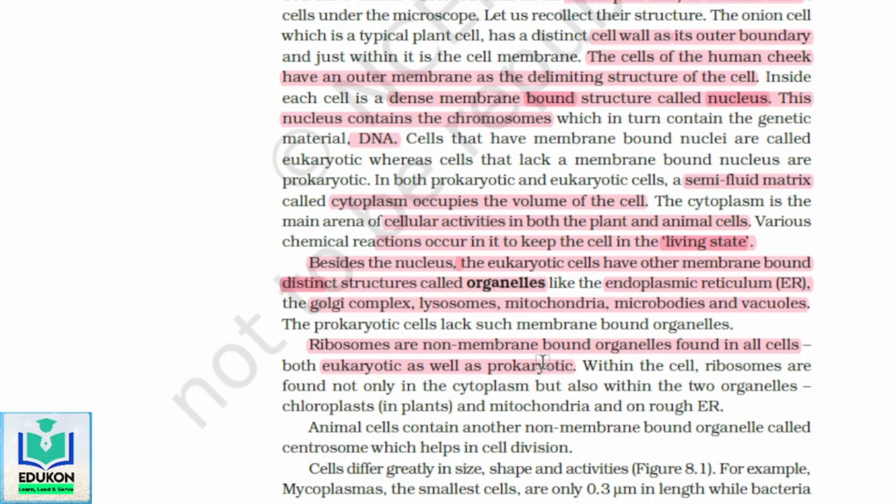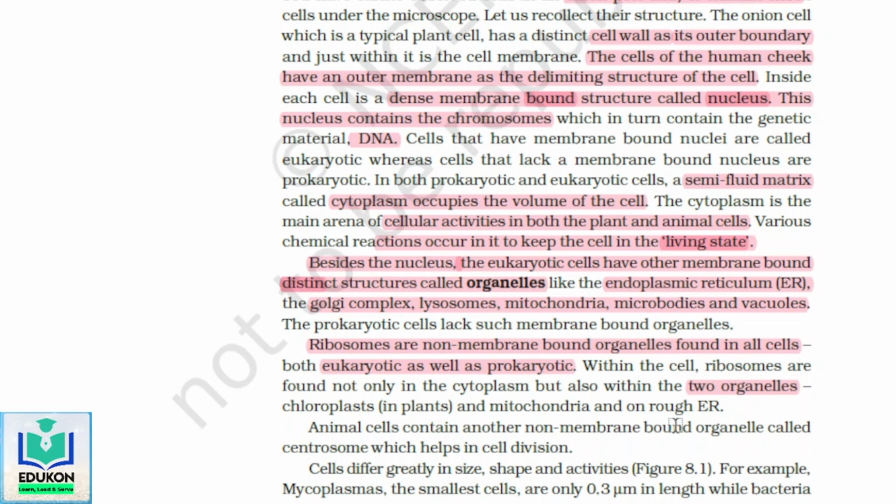Ribosome is a non-membrane bound organelle which is found in both prokaryotic and eukaryotic cells. Sometimes these ribosomes are present not only in the cytoplasm but also within two other organelles. Remember this. What are the other organelles? For example, the question will be like, ribosomes are present in: option 1 prokaryotic cell, option 2 eukaryotic cells, option 3 chloroplast, option 4 all of the above.